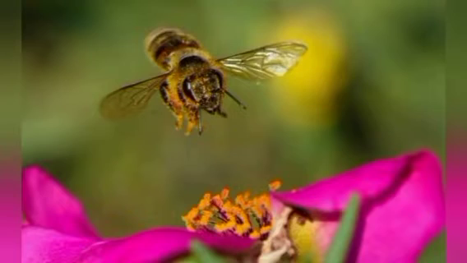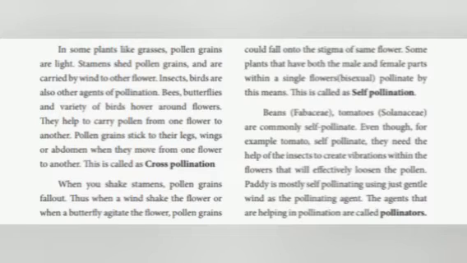Next is pollination. Pollination is carried out in two different types: one is artificial and the other is natural pollination. Bees, butterflies and birds help to carry pollen from one flower to another flower. The transfer of pollen grains from one flower to another flower is called cross-pollination.